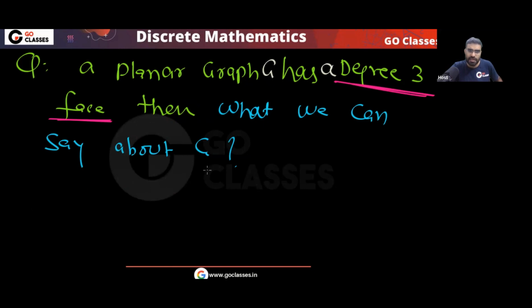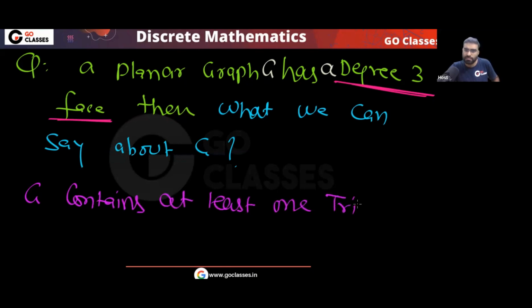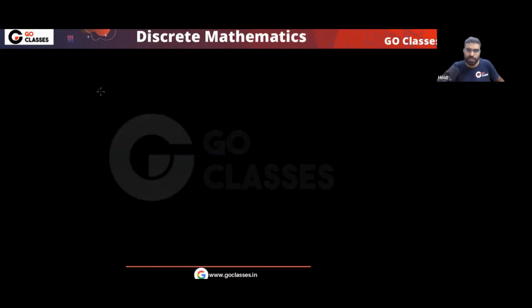Definitely G contains at least one triangle. Yes, correct. There must be at least one triangle. If you want a degree 3 face, then you must have a triangle.